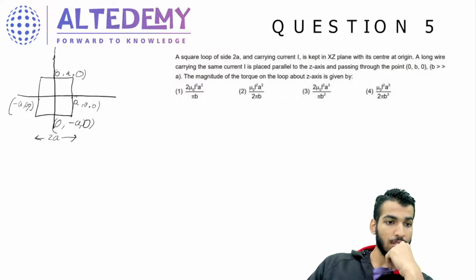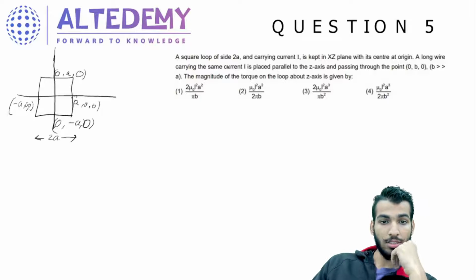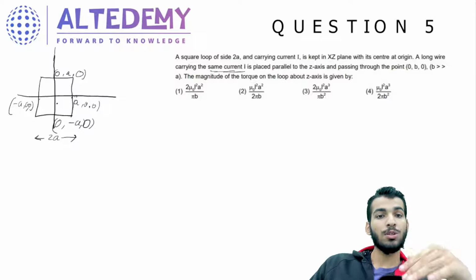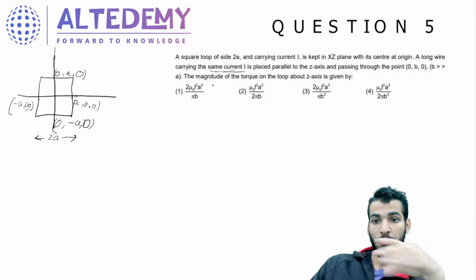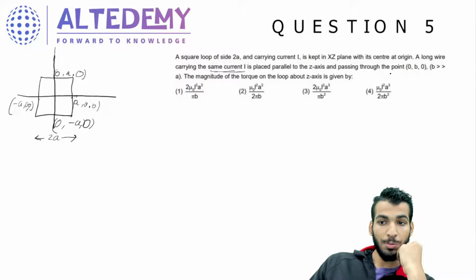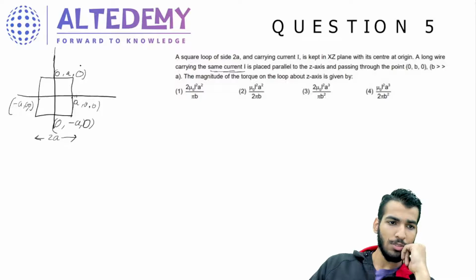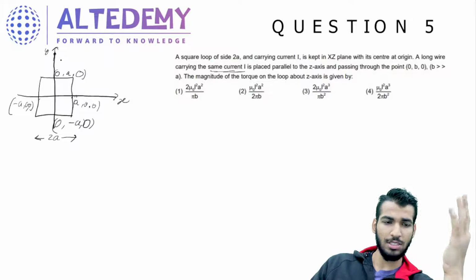So look at this. They are saying that a long wire carrying the same current, the value of the current is the same, so that is quite important. Same current I is placed parallel to the z-axis. Parallel to the z-axis means it is protruding out of the plane or into the plane, we don't know. And passing through the point (0, b, 0). Suppose this is the xy plane, then b will be somewhere over here, very far away from a.